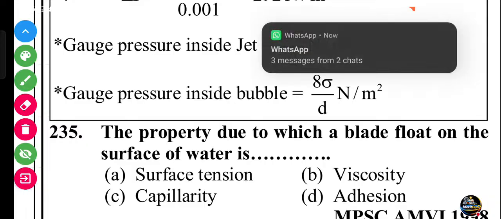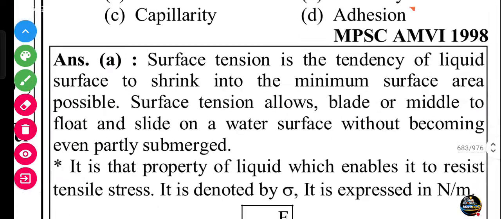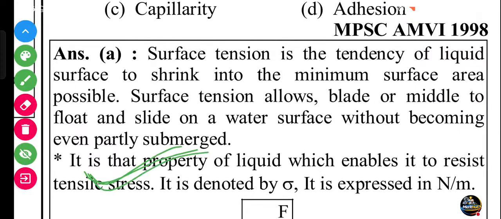The property due to which a blade floats on the surface of the water is called: surface tension, viscosity, capillary action. This is the surface tension. Okay. Next question. Explanation is given. Surface tension is the tendency of the liquid surface to shrink into the minimum surface area possible. Surface tension allows the blade or needle to float and slide on the water surface without becoming even partly submerged. It is that property of the liquid which enables it to resist tensile stresses. It is denoted by sigma. It is expressed in Newton per meter.